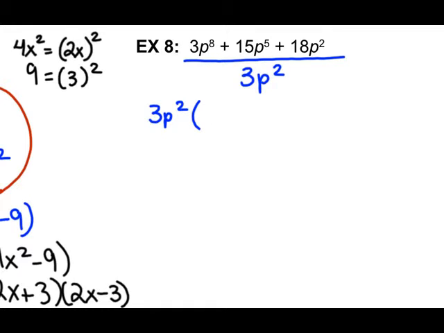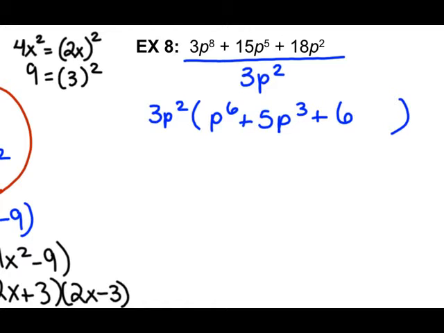Well, that leaves me with 3 divided by 3 is 1. 8 p's taking away 2 p's is 6 p's. Plus 15 divided by 3 is 5. 5 p's take away 2 p's is 3 p's. Plus 18 divided by 3 is 6. If I have 2 p's and I take away 2 p's, I don't have any.